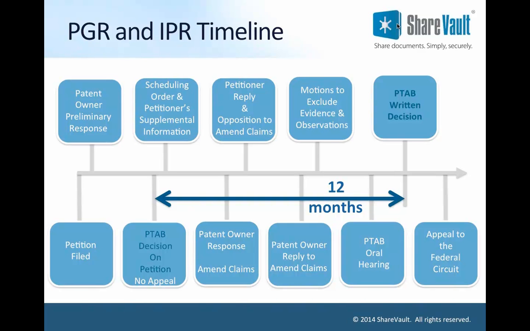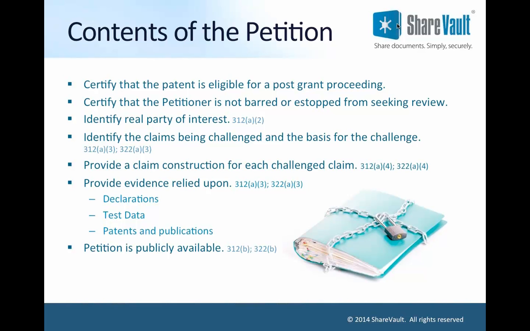So that is the timeline. Now, what does the petition contain? The petition contains a certification that the patent is eligible for a post-grant proceeding, that is a PGR or IPR. It certifies that the petition is not barred by estoppel.